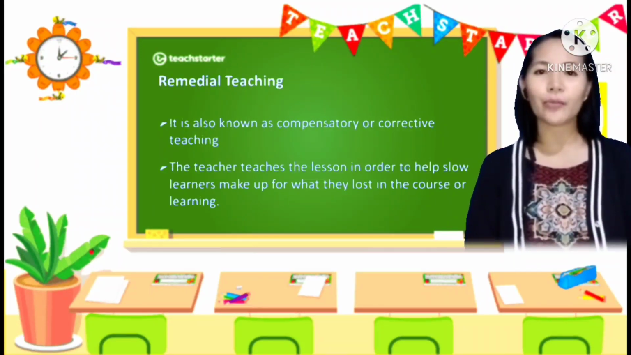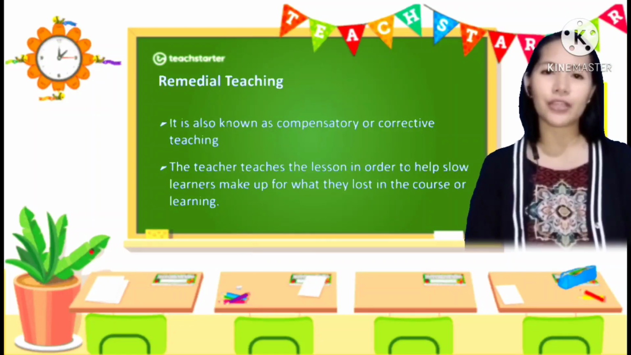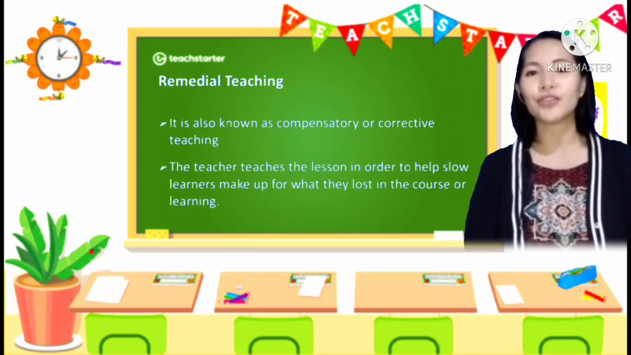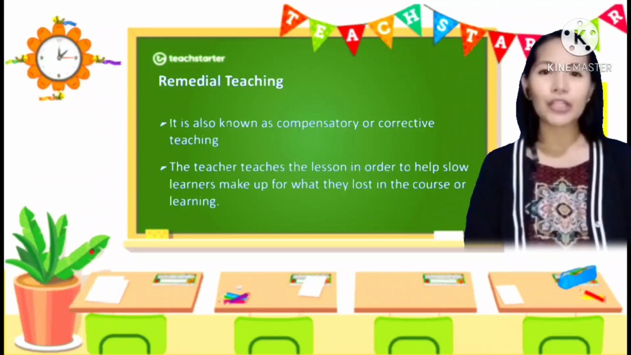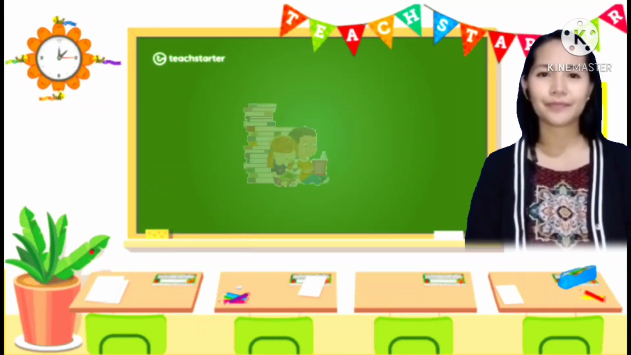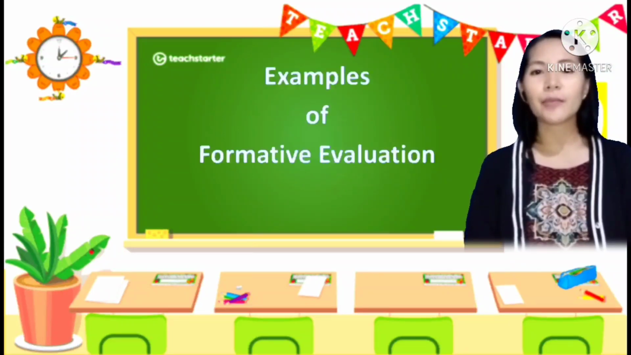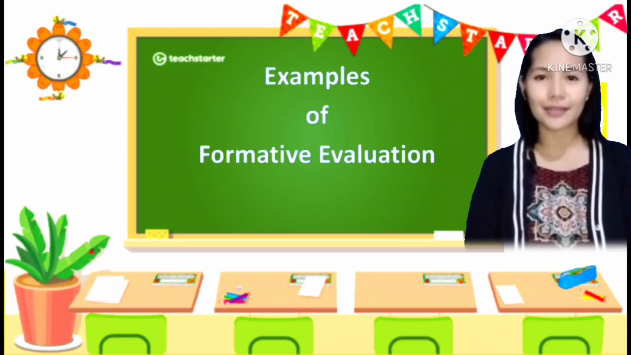It is also known as compensatory or corrective teaching. The teacher teaches the lesson in order to help slow learners make up for what they lost in the course or learning. So there are some examples of formative evaluation that most of our teachers use to evaluate the learning of our students.